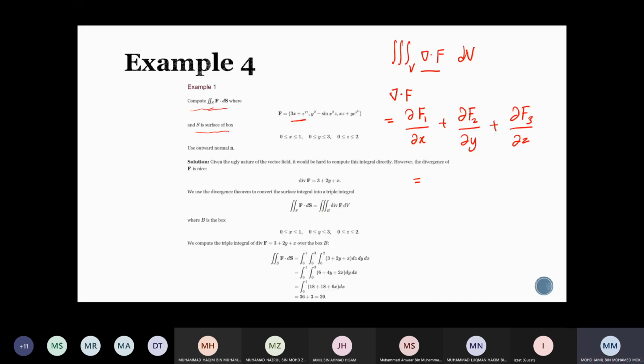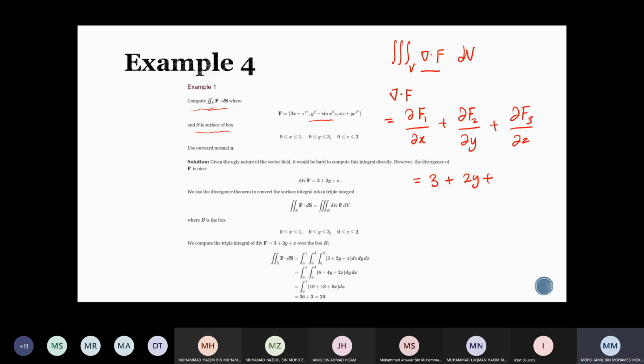Next, del f2 del y. This is f2. If you look at f2, you have y squared, so you can differentiate this. You get 2y. Minus sine x squared times z: these are constants because you only differentiate with respect to y. So x and z are constants, and this becomes 0 when you differentiate with respect to y.